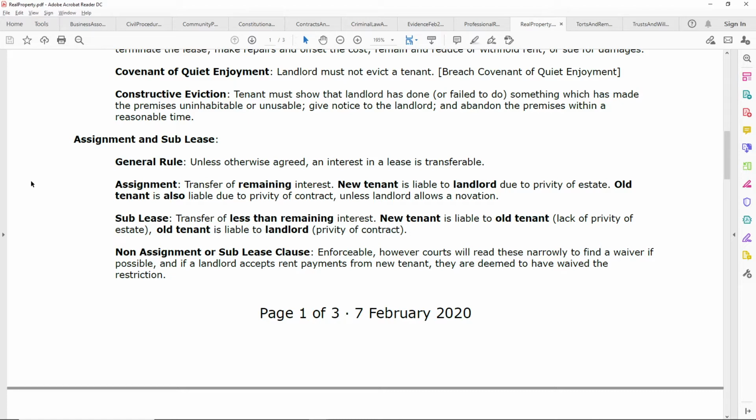Sublease. Transfer of less than remaining interest. New tenant is liable to old tenant, lack of privity of estate. Old tenant is liable to landlord, privity of contract. Non-assignment or sublease clause. Enforceable, however, courts will read these narrowly to find a waiver if possible, and if a landlord accepts rent payments from a new tenant, they are deemed to have waived the restriction.